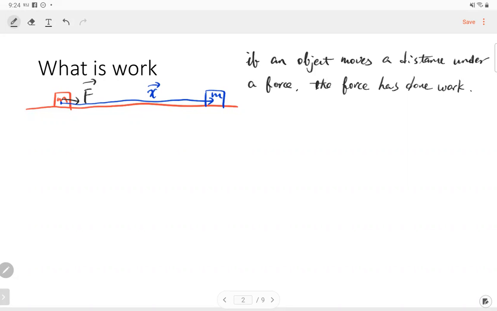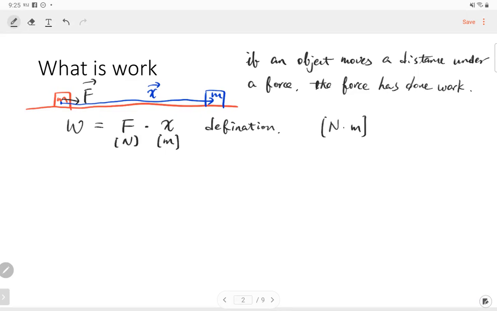So this is the definition of work. Then we need a mathematical equation to describe the work. How do we quantify the work? We say the force has done some work, but how much work has it done? So we define the work W equal to the force times the displacement. This is the definition of work. Let's check the unit. The force is in Newtons, right? And the displacement is in meters. So the unit of work is Newton times meter.